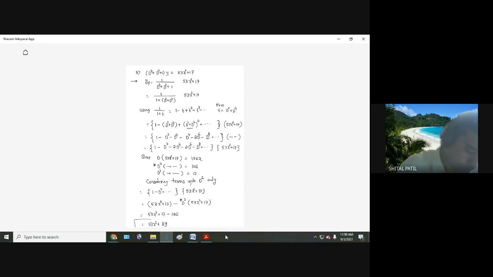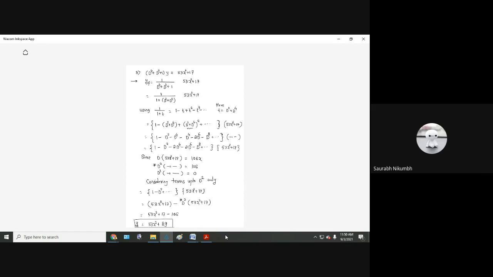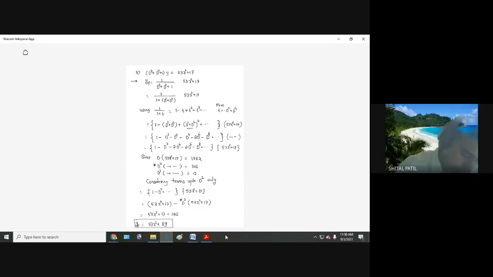Understood? Are you getting it? Plus, minus, absolutely. Minus 89. Okay. This is all about the polynomial. So we studied 3 shortcut methods: for the exponential function, trigonometric function, and polynomial.